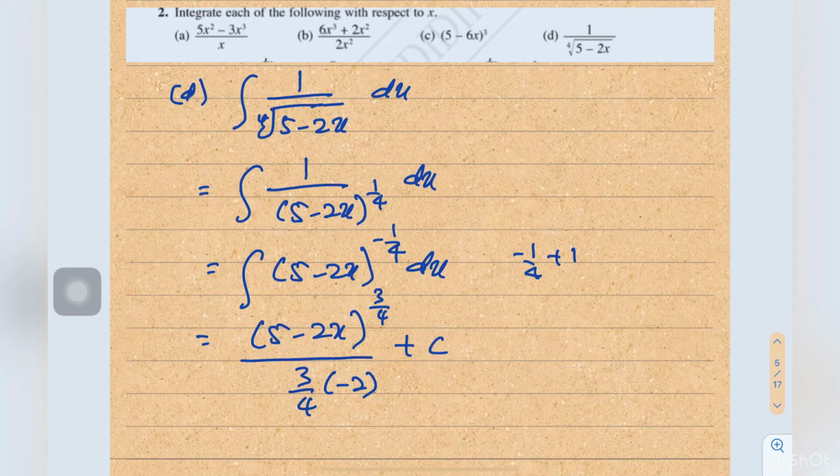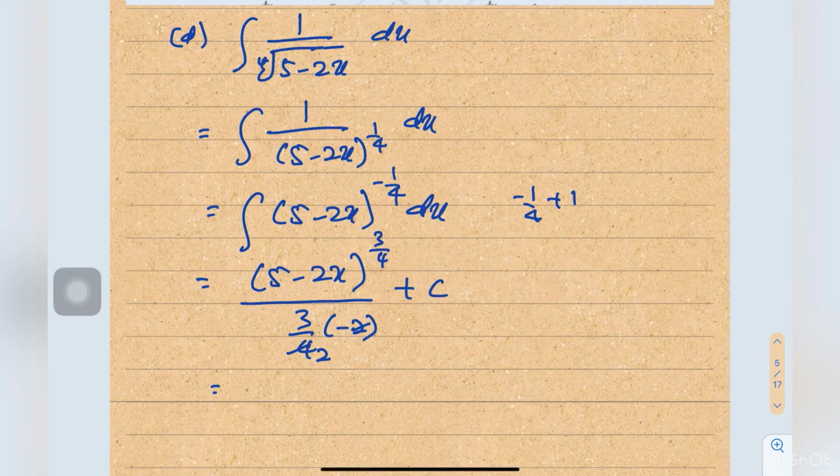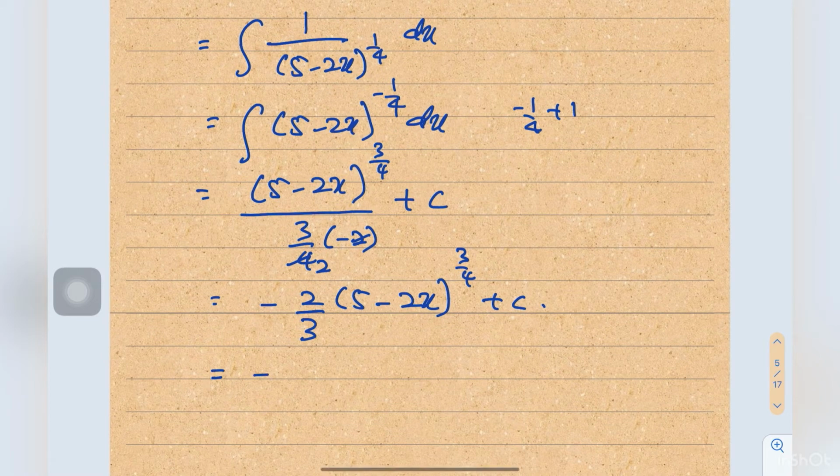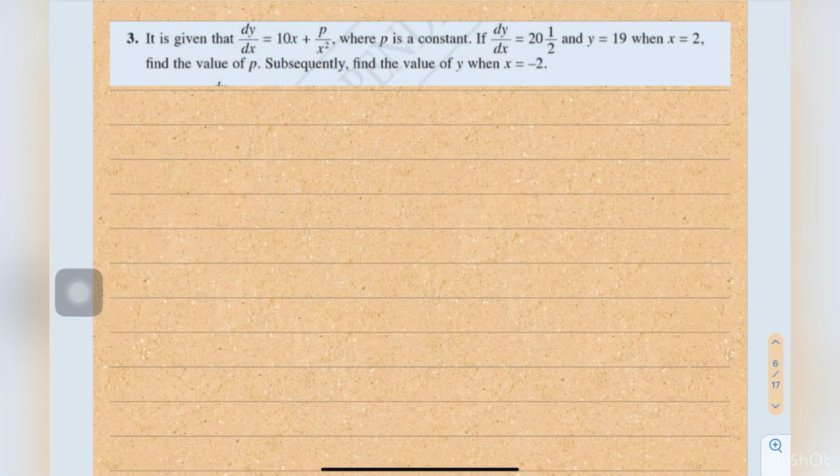Plus c. So this one we simplify. We get negative 2 over 3 times 5 minus 2x power of 3 over 4, plus c. Or maybe you can express it like this: negative 2 over 3 times the fourth root of 5 minus 2x, all to the power of 3, plus c. Okay, let's do question number 3.